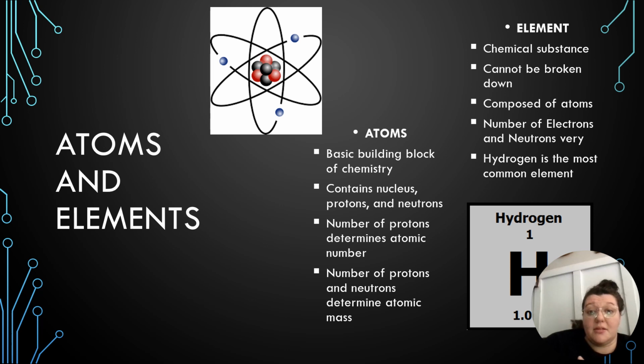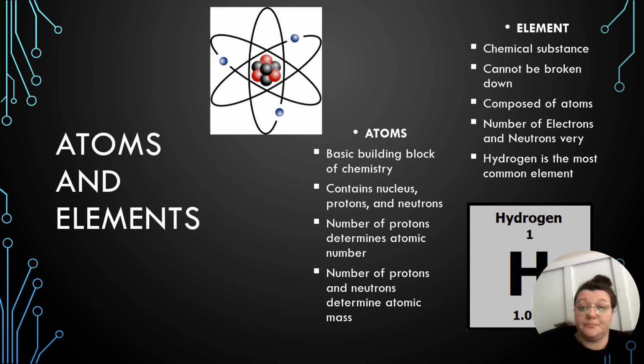And as we know with the element, there's all kinds on the periodic table. They range from iron to hydrogen, oxygen, nitrogen, potassium. So an element is a chemical substance that cannot be broken down. It is composed of atoms, and with each element, the number of electrons and neutrons are different. They're not all the same. And hydrogen is actually the most common element you will see.